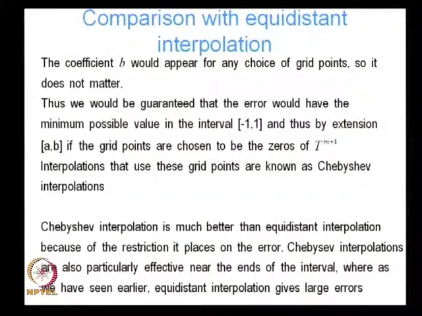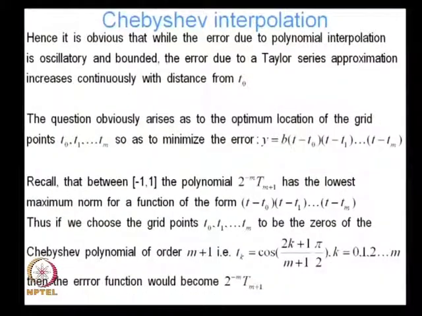The coefficient b would appear for any choice of grid point, so it does not matter. b is going to be there wherever I choose t0, so that is not important. I am just concerned with this part. I am ignoring b because b is constant. Whatever t0, t1 I take, b is always going to be there. So, I am looking at this part and I am trying to minimize the magnitude of the function due to this part.